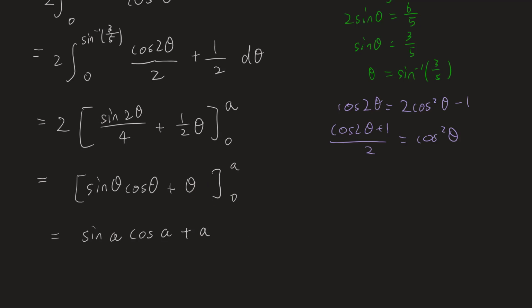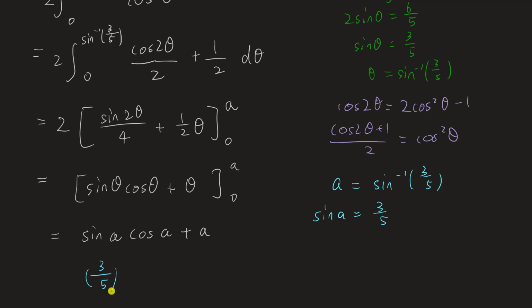Come back to the question. Just now we let A be sine inverse 3/5, right? How do I know what is sine A? Very simple. Bring this back here. I'll get sine A equals to 3/5. So this number here is just 3/5.